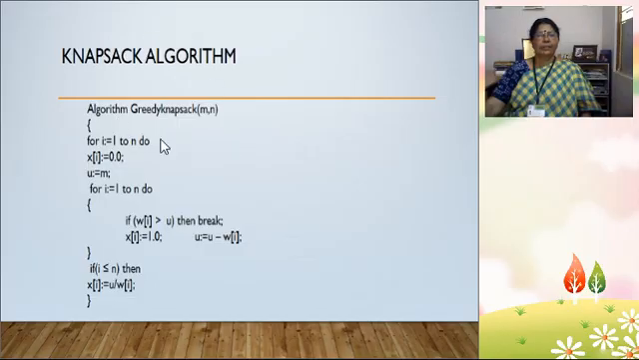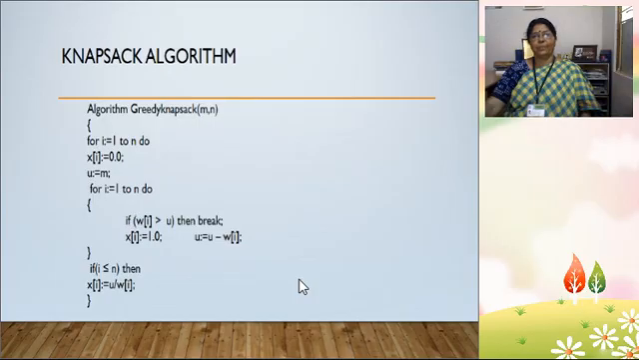We have applied greedy strategy for solving the knapsack problem. The knapsack problem states that given a knapsack with a capacity m and n objects, we need to add objects to the knapsack in such a way that it does not exceed the capacity of the knapsack. At the same time, the profit should be maximized. The greedy implementation of the knapsack problem is given here.